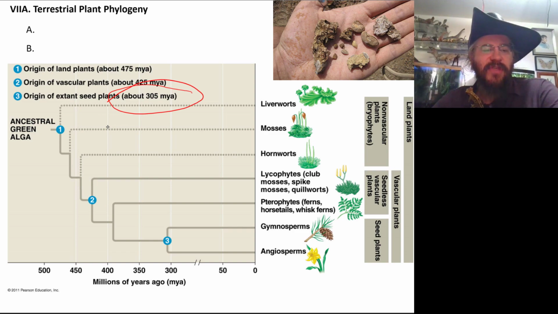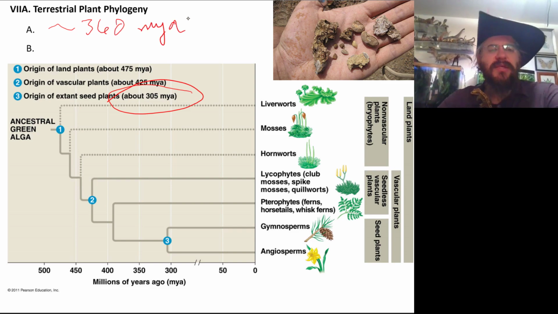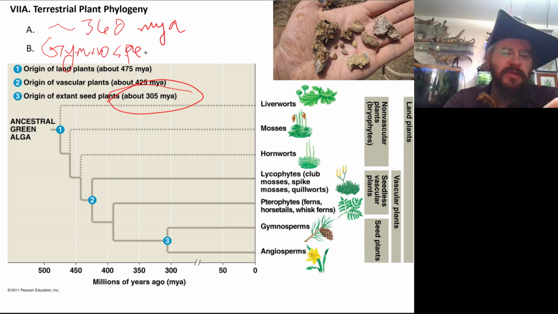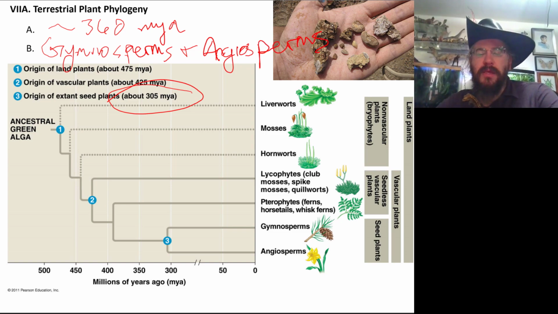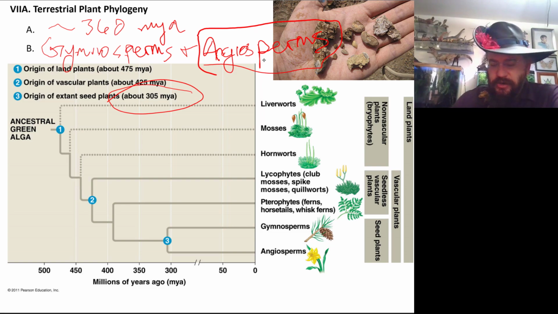305 million years ago, we have the origin of extant seed plants, right? So roughly in the fossil record, 360 million years ago is when seed plants first appear. So the seed plants consist of two groups: the gymnosperms and the angiosperms. Good times. Angiosperms by far being the most successful of all terrestrial plants.